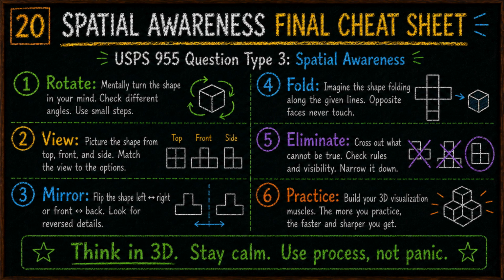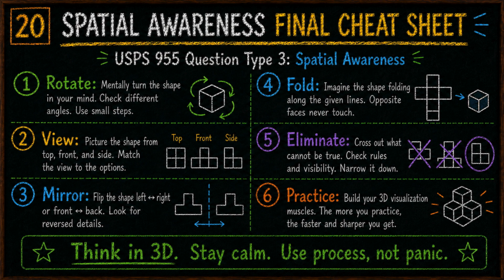Then match the profile. Third, mirror. A mirror flips the shape. Look for reversed details, reversed arrows, reversed letters, or swapped left and right. Remember, mirror and rotation are not the same. Fourth, fold. Imagine the shape folding along the given lines. Track which faces touch. Remember that opposite faces never touch. For paper folding questions, unfold step by step and mirror the holes or marks across each fold line.